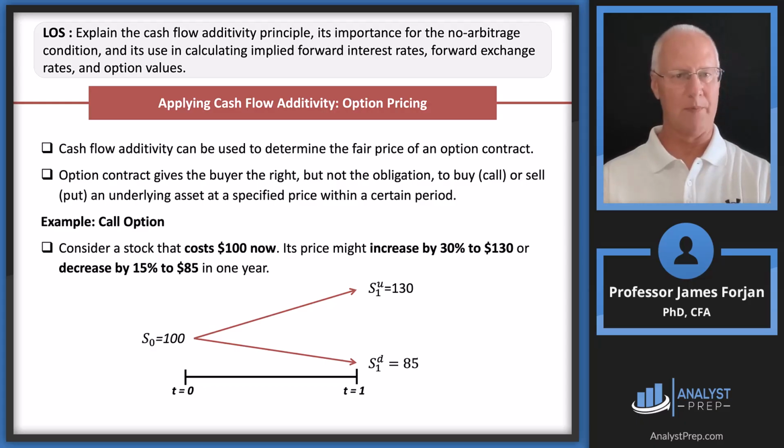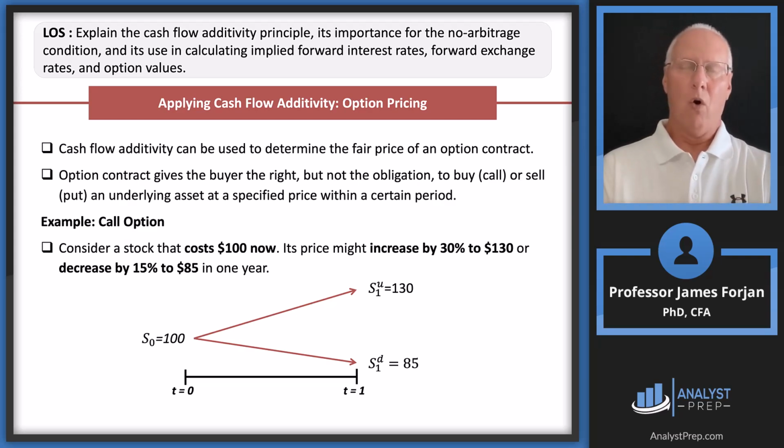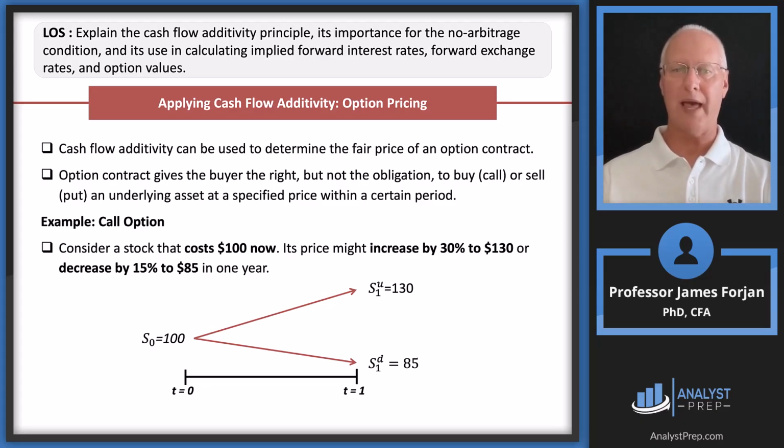So let's look at a quick example down here. So let's suppose we have a share of stock. There's time period 0. Share of stock is $100. What we're going to say is that of all of the possibilities that could happen in 1 year, we're going to say this stock has 2 chances. It can go up to 130 or it can go down to 85. This is known as a binomial model. We have only 2 choices.